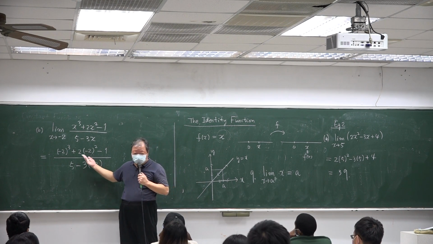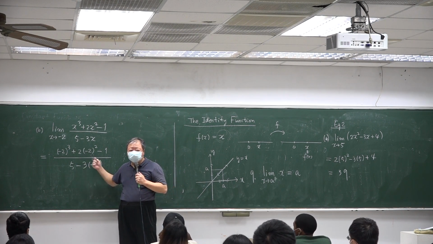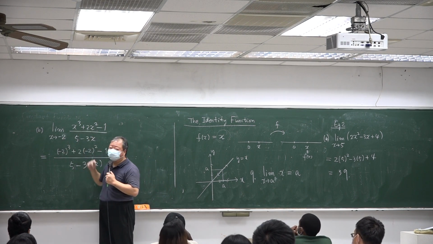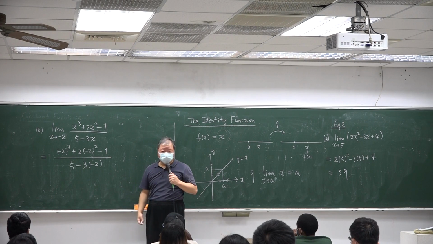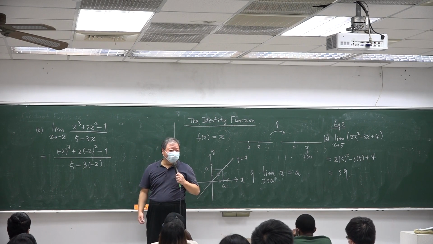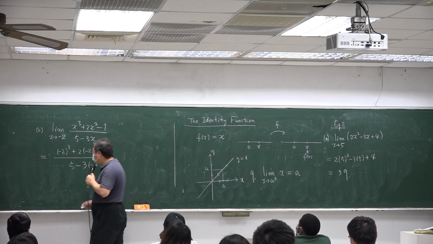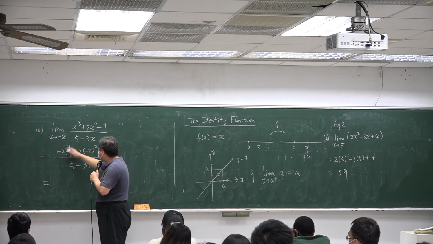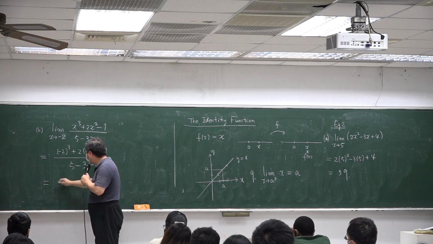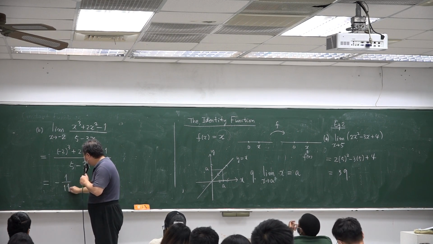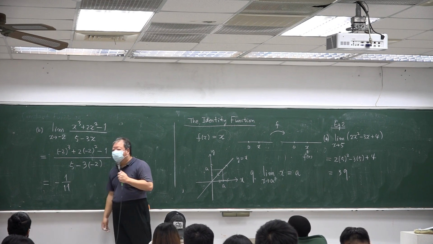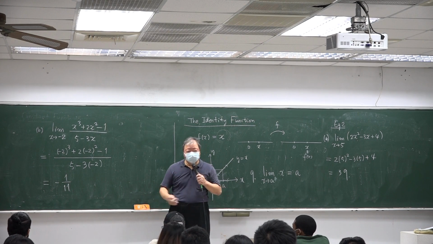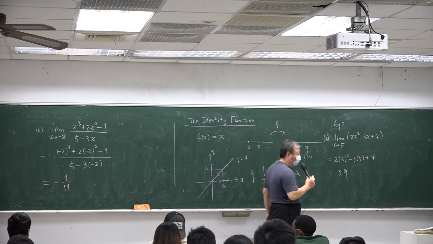If we can find the limit by direct substitution, then this function is continuous at this position, at minus 2, in the future. Anyway, here, minus 8 plus 8 canceled, minus 1, and this is 11. So, minus 1 over 11. Very good.